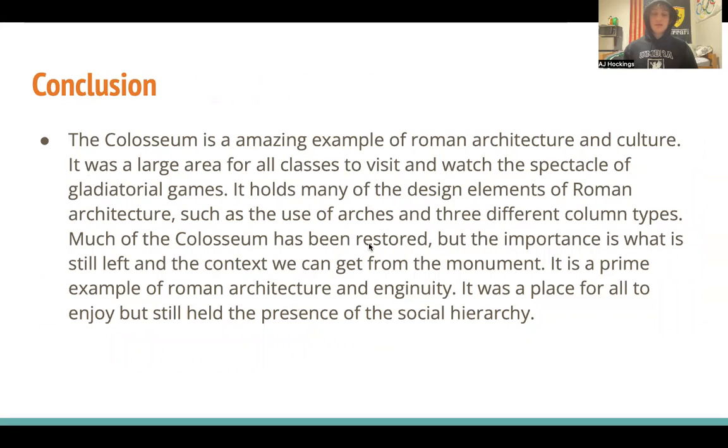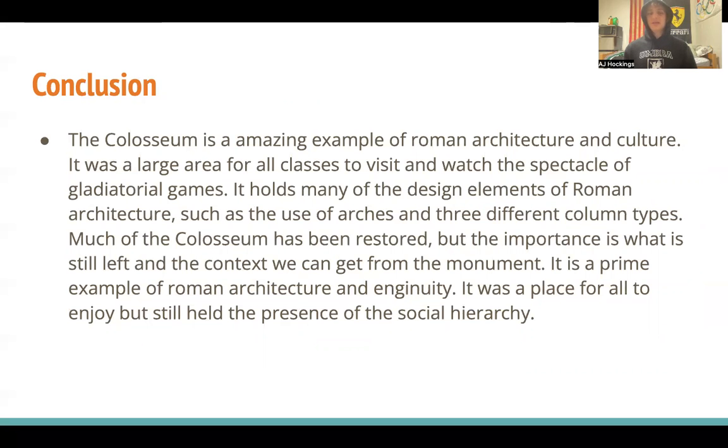So, the conclusion. The Colosseum is just an amazing example of Roman art, architecture and culture itself. It was a large area for all classes to visit and watch the spectacle of the gladiator games and beast hunts. It holds many of the design elements of Roman architecture, such as the use of arches and the 3 different column types. Much of the Colosseum itself has been restored, but the importance is what is still left and the context that we can still get from the monument.